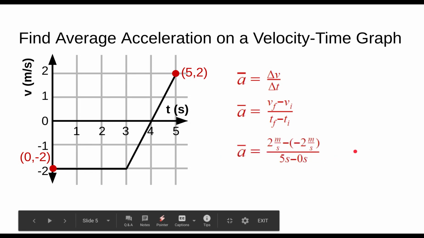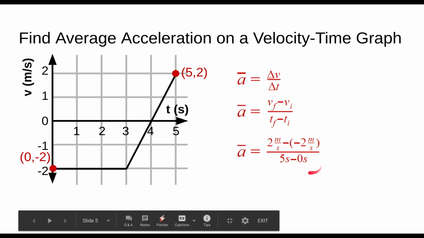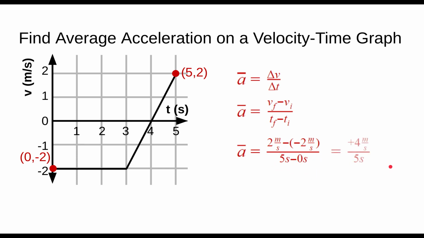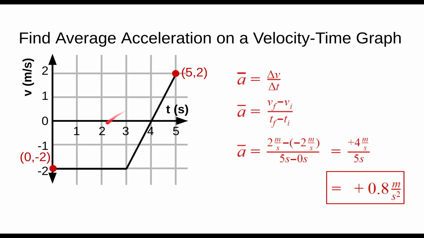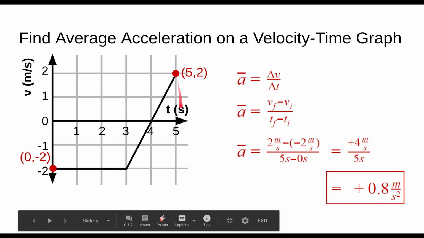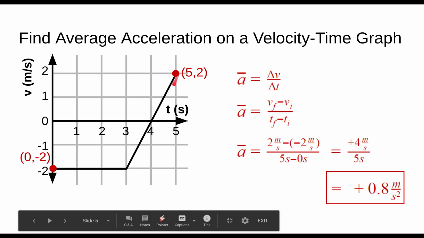So mathematically, that looks like this. Final velocity of positive 2 meters per second, and an initial of negative 2 meters per second, and then a final time of 5 seconds and an initial time of 0 seconds. We get positive 4 over 5, and so the decimal form of that would be positive 0.8 meters per second squared. And again, this is the average acceleration over the entire 5 seconds shown in this graph, and so that would be like a slope of a line that connected these 2 red points directly. And we don't have to worry that there are 2 different segments here.